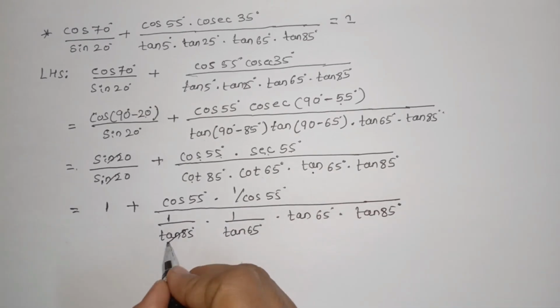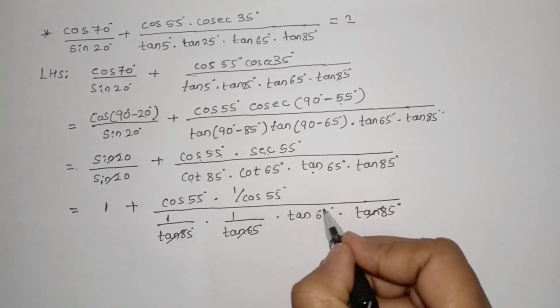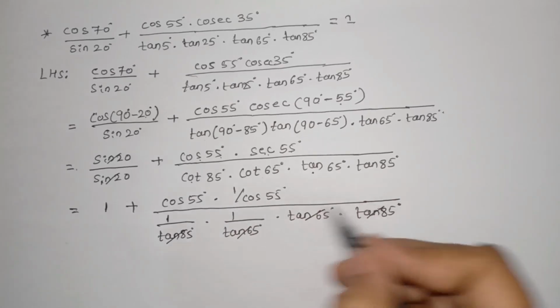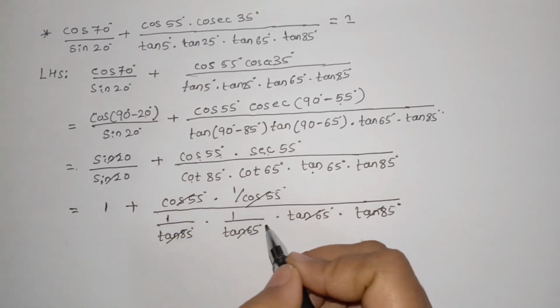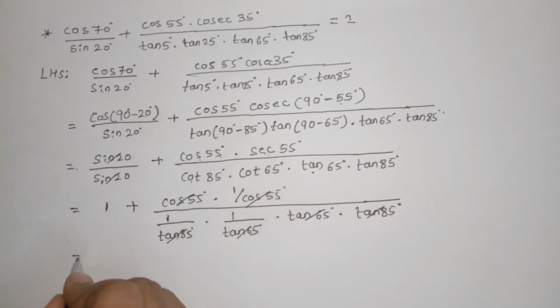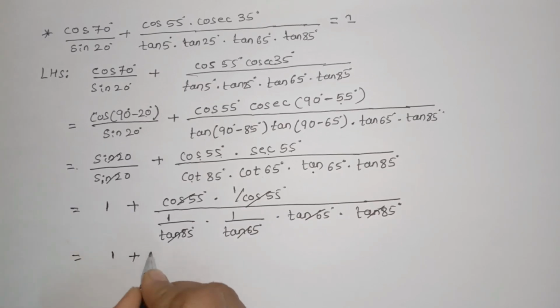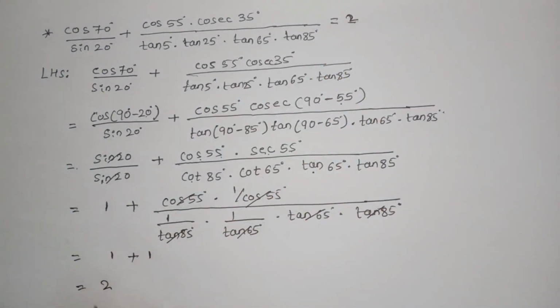So here tan 85 at the denominator, tan 85 at the numerator get cancelled. Tan 65 at the denominator, tan 65 at the numerator get cancelled. Same at the numerator also, cos 55 and cos 55 at the denominator will get cancelled. So all these terms get cancelled. So here also what remains? 1. 1 plus 1 is nothing but 2. So we wanted here the LHS as 2. So LHS is equal to RHS. So this is how we can solve this problem.